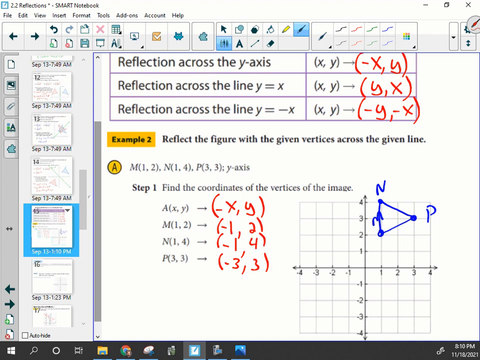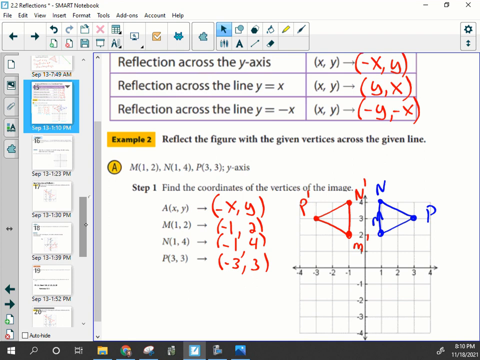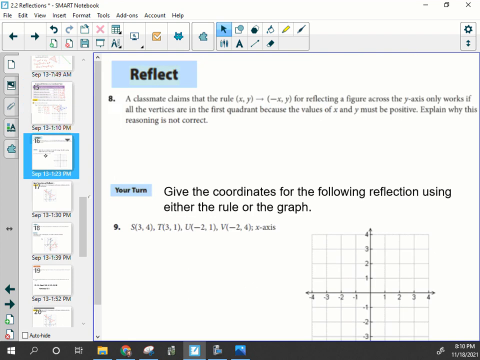It's going to stay the same. So my new points are M prime is negative 1, 2. N prime is negative 1, 4. And P prime is negative 3, 3. If I connect those 3 points, you will see the reflection across the y-axis. A classmate claims that the rule x, y becomes negative x, y for reflecting a figure across the y-axis only works if all the vertices are in the first quadrant. Explain why this reasoning is not correct.